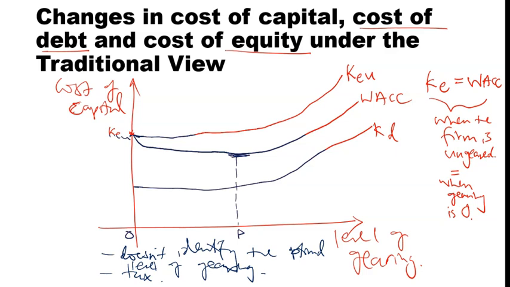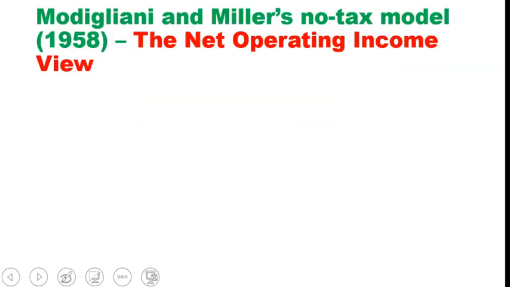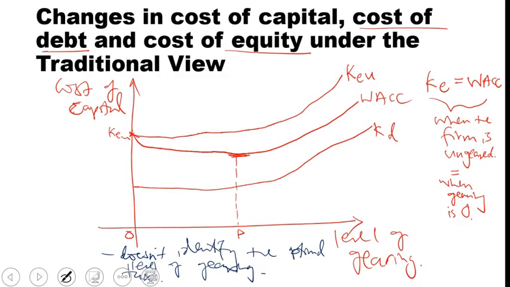All right, now let us look at the Modigliani and Miller no-tax model. It is sometimes called the operating income view. One thing I want to mention, some people might be worried and say, if there is no tax in this assumption in the traditional view, then how come debt is cheaper or is considered to be cheaper?